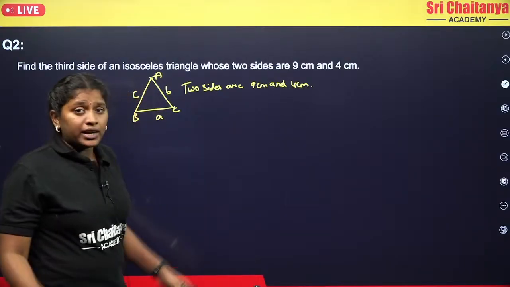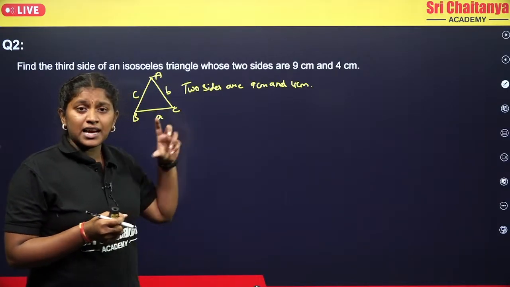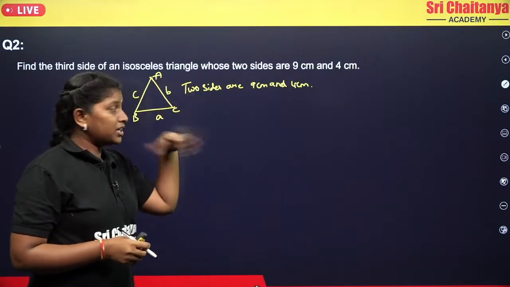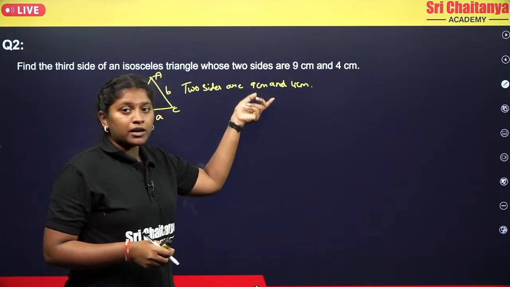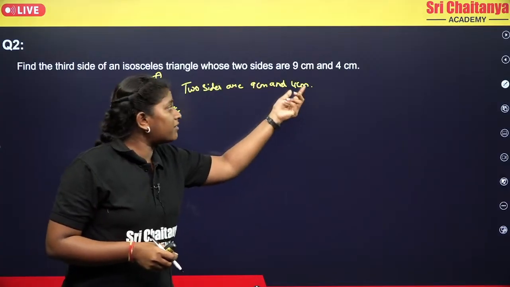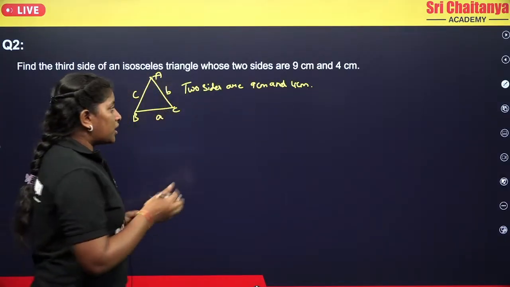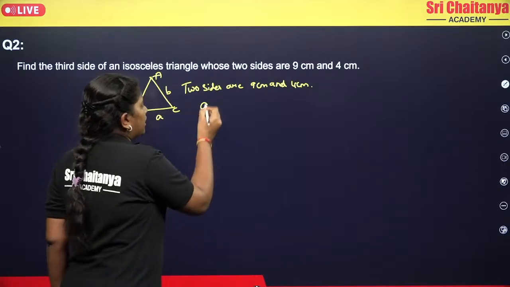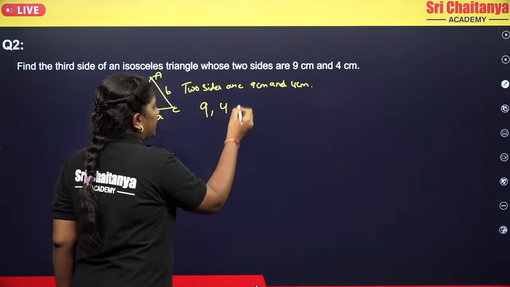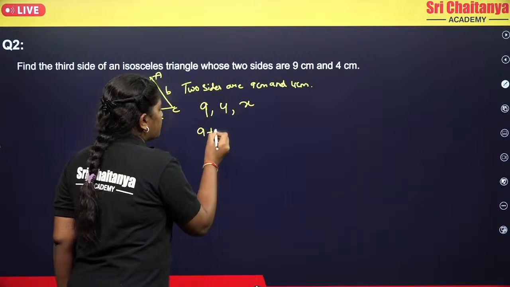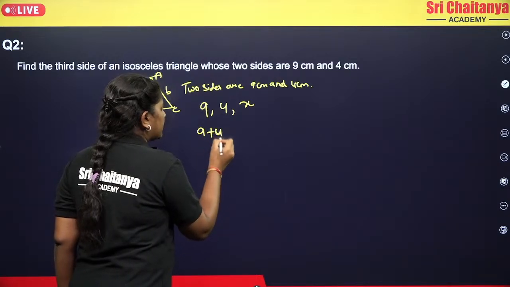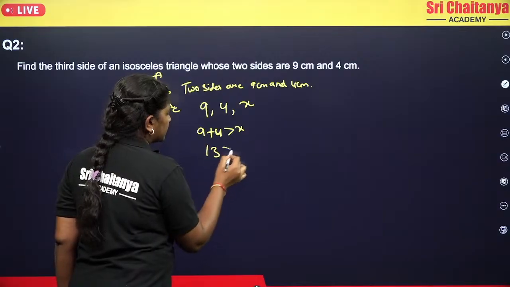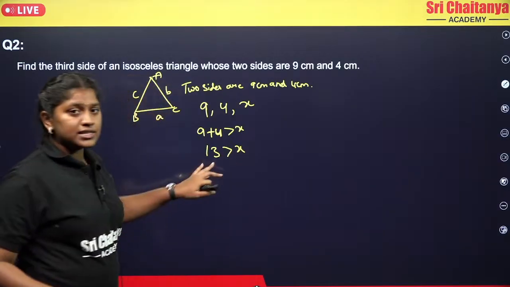Okay, now it is an isosceles triangle. It means two sides are equal. So whatever the third side we are having, there is a possibility that it will become 9 centimeters or it will be the value of 4 centimeters. So now let's check what that value will become. So now coming to here, I am taking 9, 4 and x. So now 9 plus 4 greater than x. So it means 9 plus 4 will become 13 greater than x. It means our x value is less than 13.